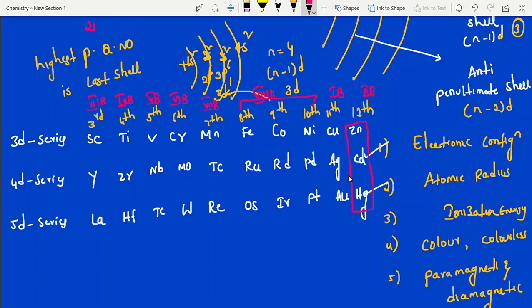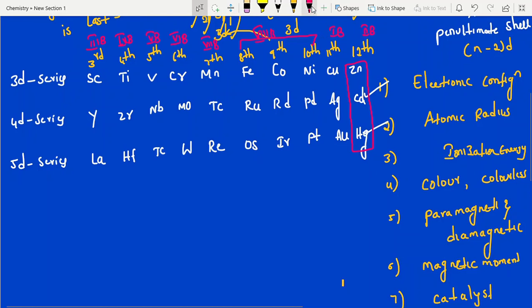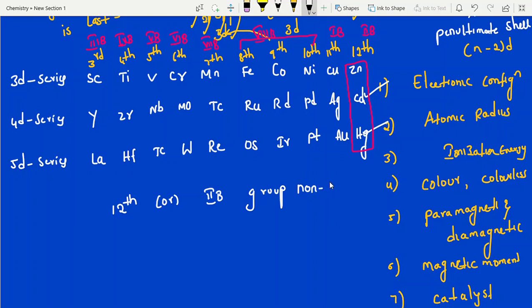I am writing all the important competitive points. Based on the questions generally asked in competitive examinations, I am giving notes to you. So go through the points. These are all you can learn. In the next videos we can do the questions. Now, the 12th group is the 2B group. 2B group is a non-transition element. It is not a transition element, that is nothing but a non-transition element.